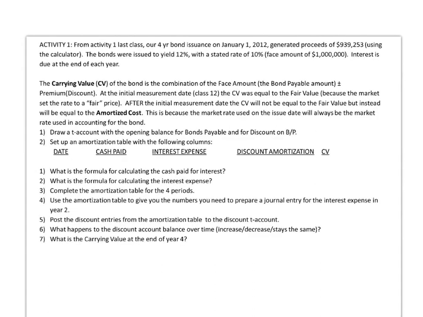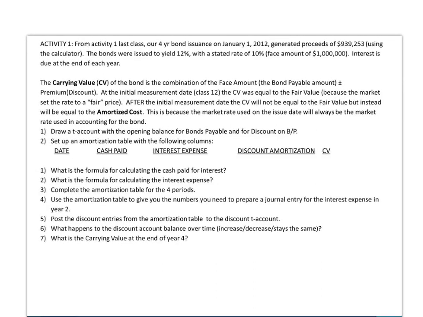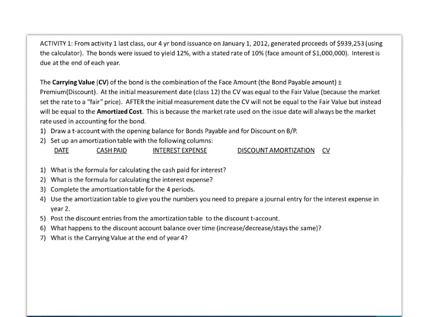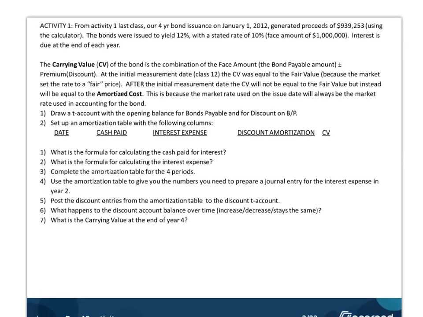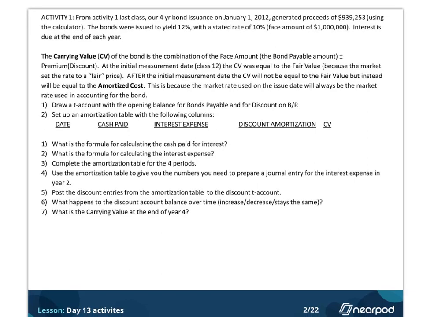Our 4-year bonds were issued to yield 12%, stated rate of 10%, and the proceeds generated were $939,253. And I give you some information here about the carrying value. This is definitely information you should understand and tuck away in your head. The carrying value on a bond is always the combination of the face amount, which is in the bond payable account, plus or minus the premium or discount. Remember those accounts? Think of those as valuation accounts. They always get combined with the bond payable account to give us the carrying value.